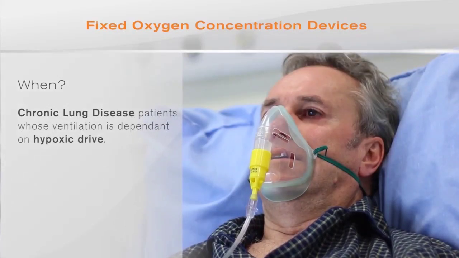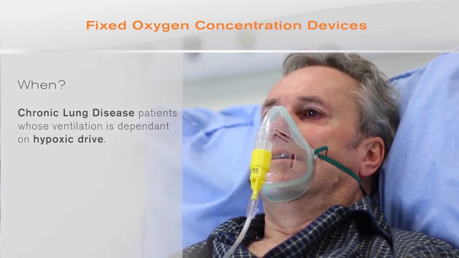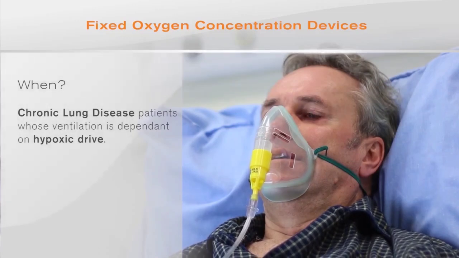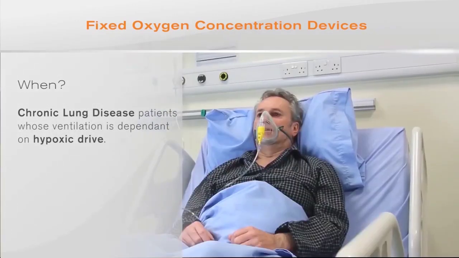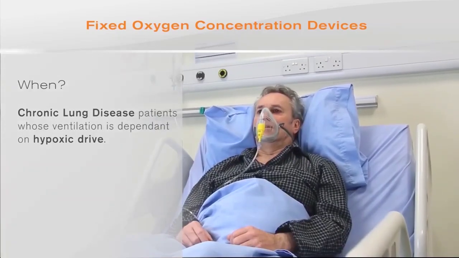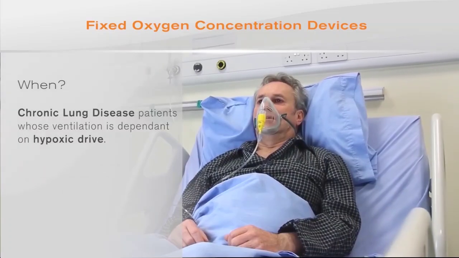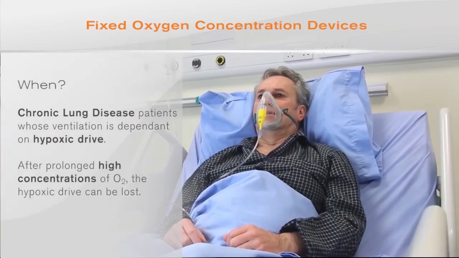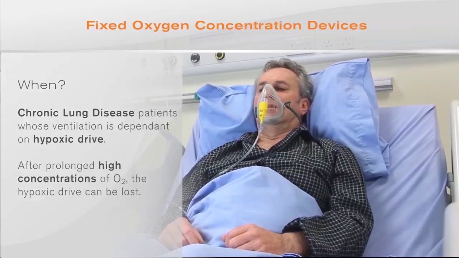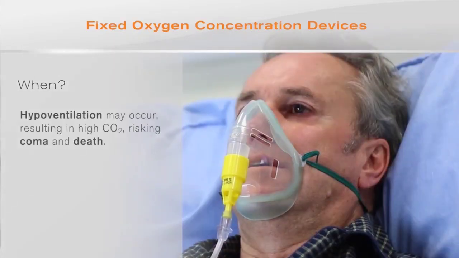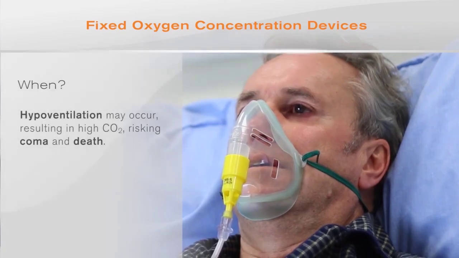hypoxic drive. This is an overemphasized condition where the usual stimulus for respiration, which is the maintenance of normal CO2 levels, is lost due to chronically high carbon dioxide levels. Respiration is then driven by hypoxia. If high concentrations of oxygen are given to these patients and their PaO2 increases, this hypoxic respiratory drive can be lost. Hyperventilation may occur and the CO2 will become very high, causing coma and possibly death.